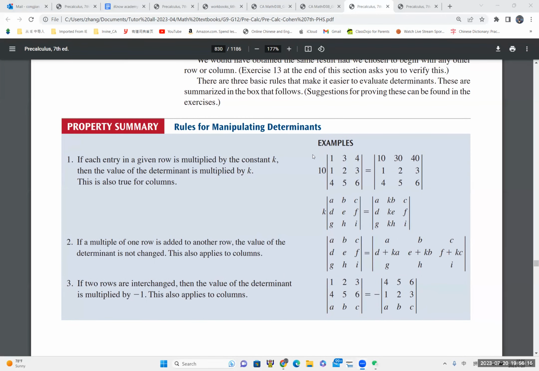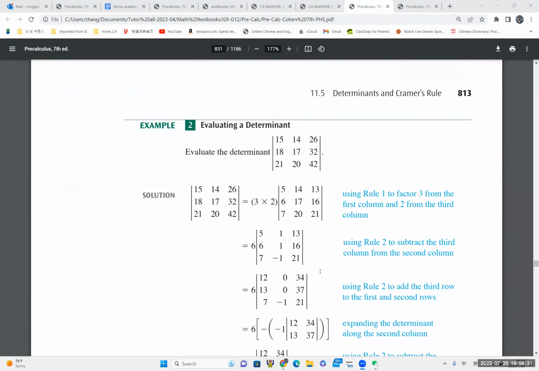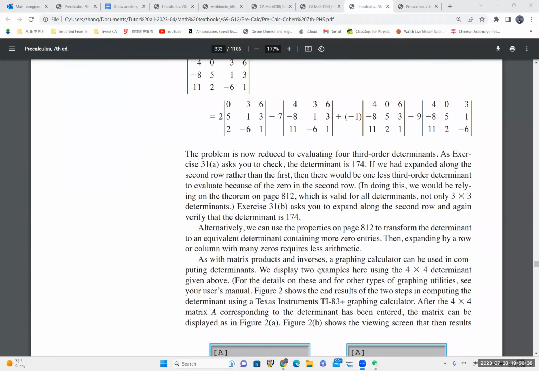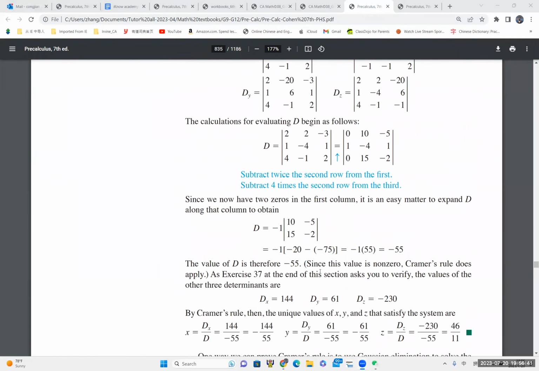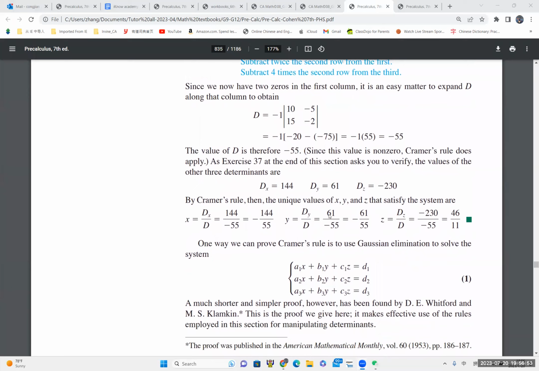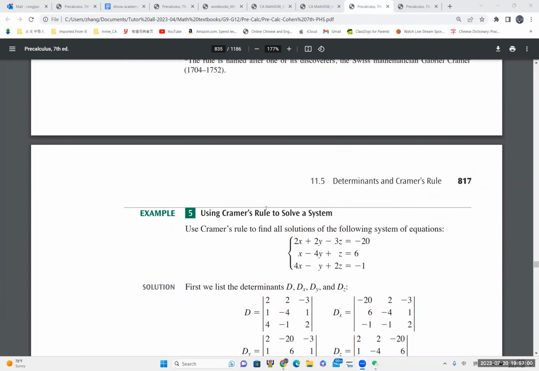It will help us to judge if there is one solution, or no solution, or many, infinitely many solutions. So we need to go to Cramer's rule.